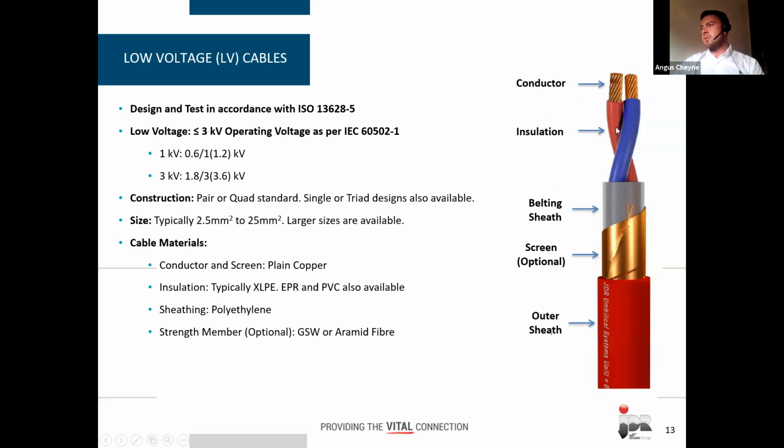If you look on the right here, we have a pair cable where we've got 2 conductors, both of them individually insulated. And then we have some sheathing layers, and we also have a screen there, which is made from a copper tape. Typically the size range is around 2.5 to 25 millimeters squared, although we do supply larger low voltage cables. It's just less common. Typically the insulation would be XLPE as well. In terms of strength member, this may be included depending on the project requirements, and you could either armor the cable or include an armored fiber, which is similar to the braid package we looked at for the hoses.